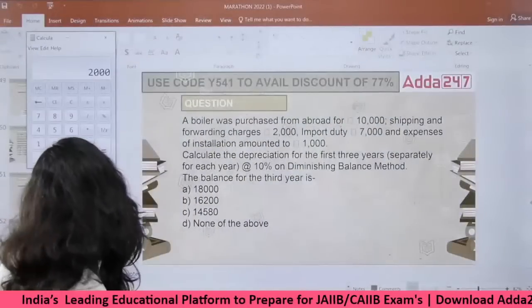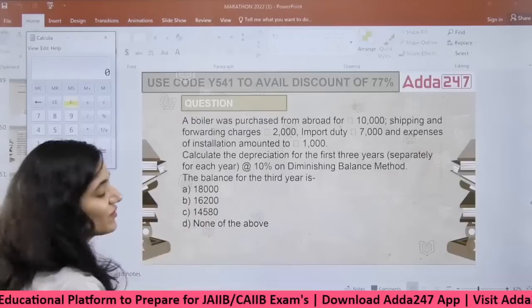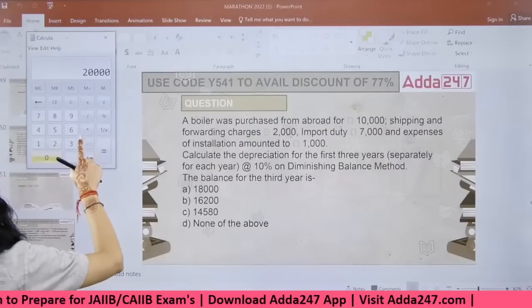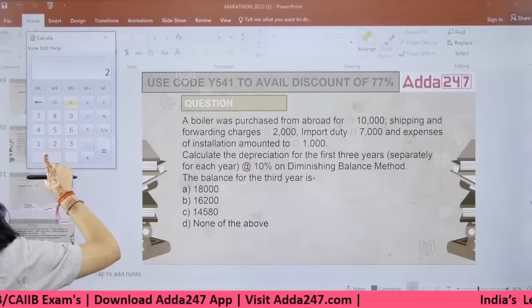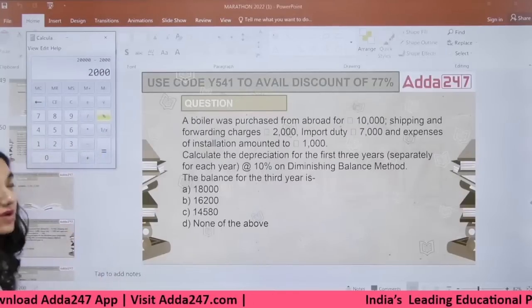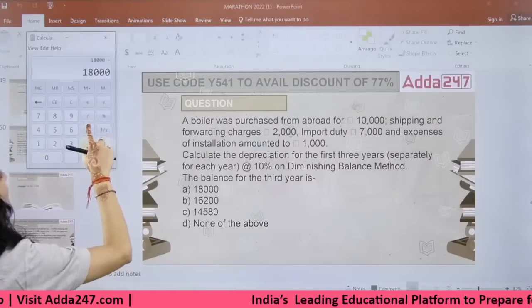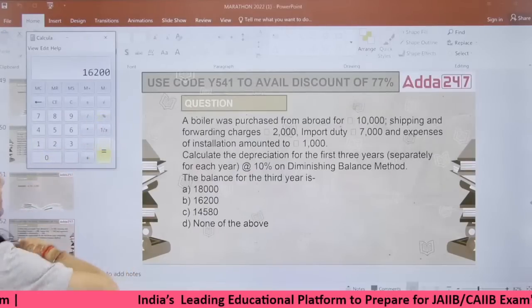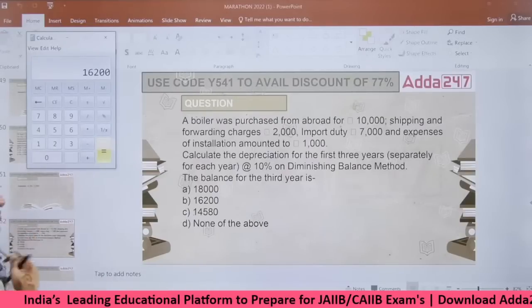Here comes the calculator. The question says you'll have to calculate the balance for the third year. For the first year, it was 20,000. Either we take one way, 20,000 minus 10%, that gives you 2,000 is gone, right? Then it is 18,000 minus 10%. That means by the end of the second year, it is going to be 16,200.